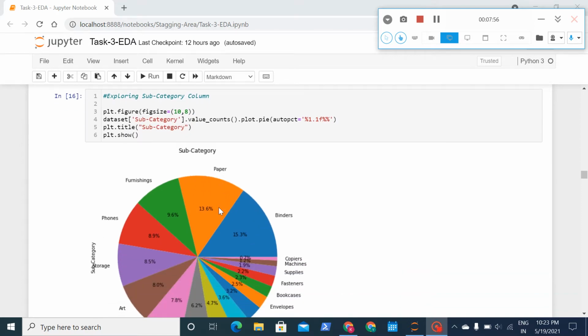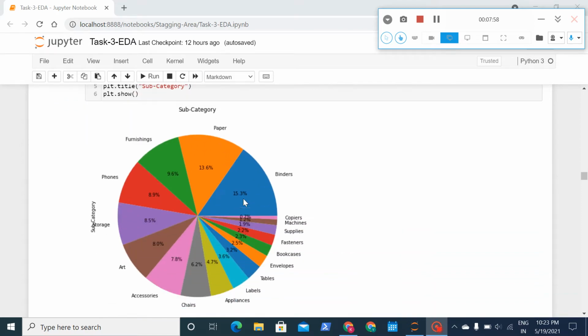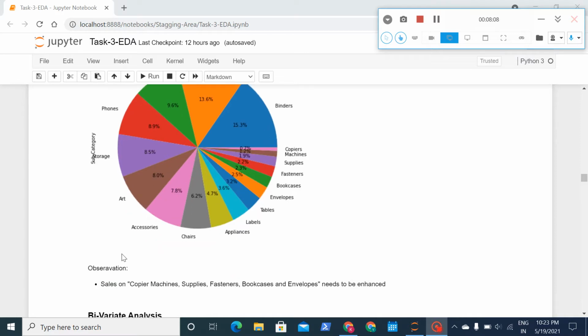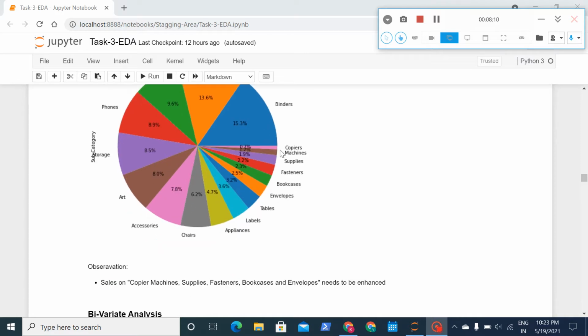Next, subcategory. We can see that binders, papers, furnishings, and phones have comparatively higher sales than any other. Also, we have to take into account that copiers, machines, supplies, fasteners, bookcases, and envelopes have very low sales comparatively to others. So concern over these subcategories should be improved.